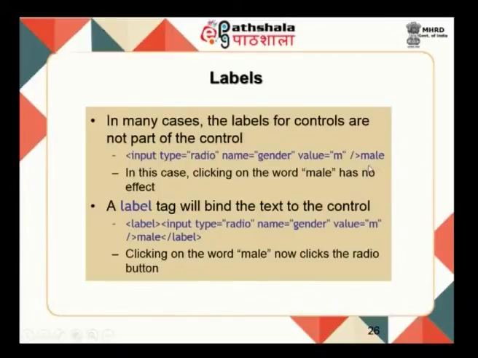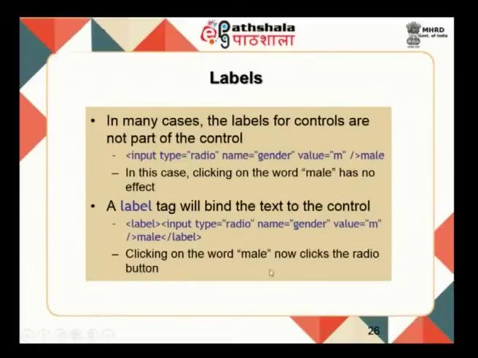When you click on this word male, it has no effect. So, what you need to do is make use of a label tag, and that will bind this radio button, so that you give a control for your label tag. Here you can see the input type radio, name equal to gender, male, embedded within this label tag. So, label, and there is a closing label tag.